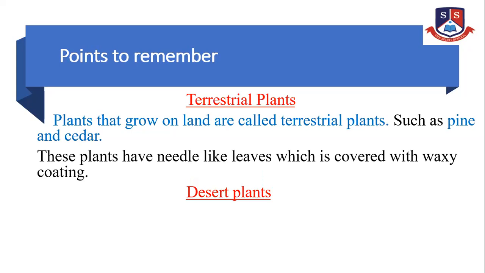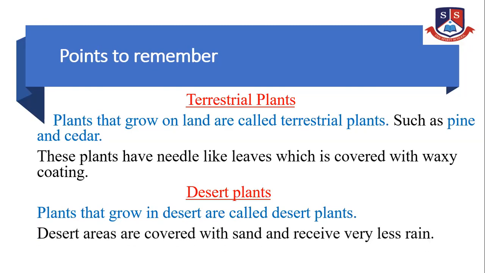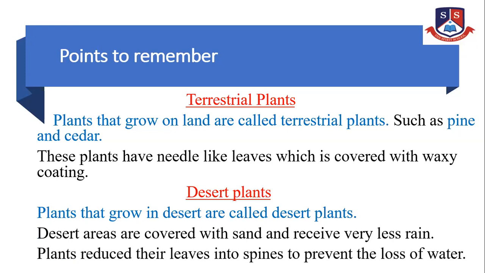Terrestrial plants have needle-like leaves which are covered with a waxy coating. This waxy coating and needle-like leaves prevent the terrestrial plants from the loss of water. Desert plant. Plants that grow in a desert are called desert plants. Deserts are the areas that are covered with sand and receive very little rain. Plants reduce their leaves into spines to prevent the loss of water in the desert.